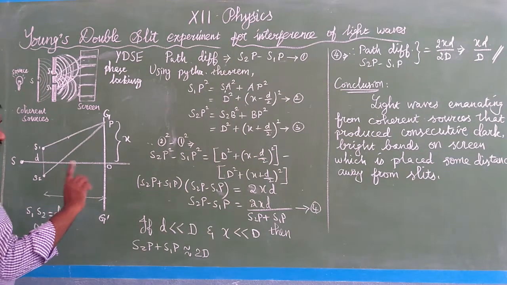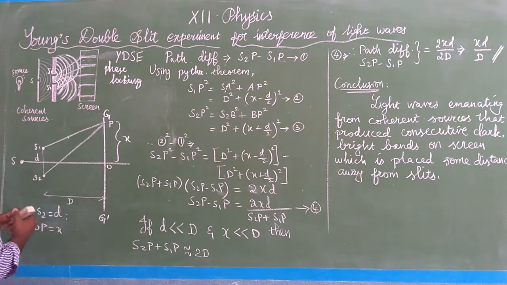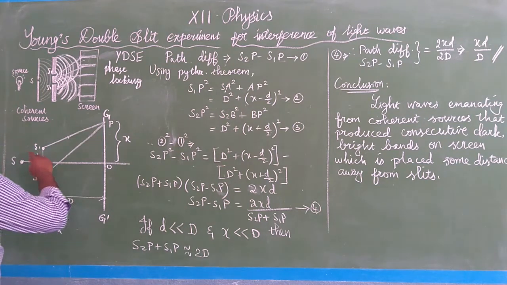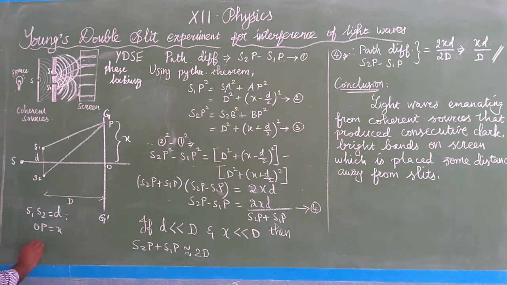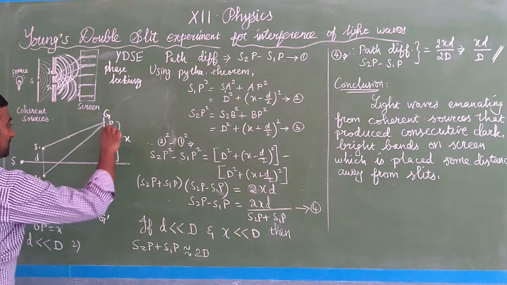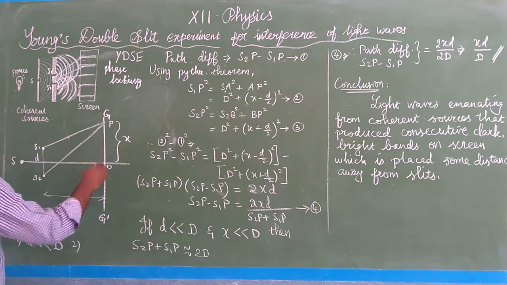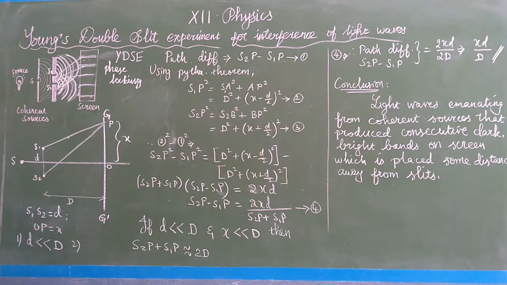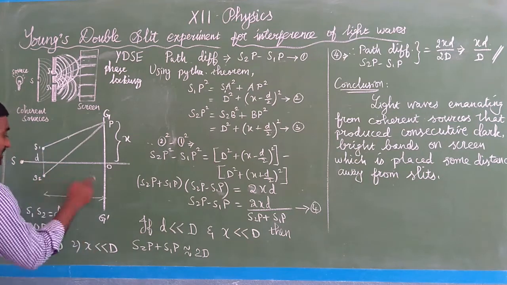Note the important conditions. The distance between the two slits and the screen is very large compared to the distance between the two slits. That is one condition. Another is that the distance of the point on the screen at which the interference is determined, x, is also much smaller than the actual distance between the slits and the screen.